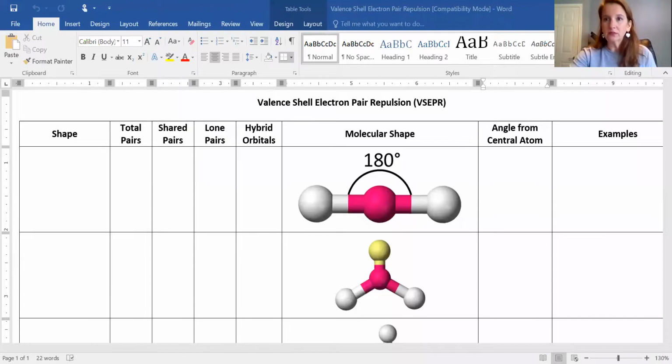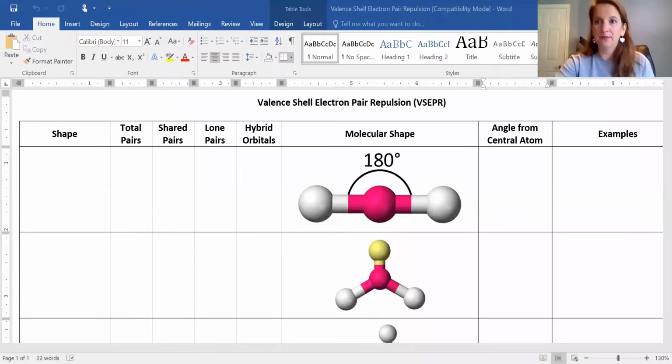Hey guys, we're going to go over the VSEPR shapes, and we're going to be on page 9 of your packet. So it's going to look like this page right here. There are 5 shapes that we need to know. So our first shape is going to be the linear.